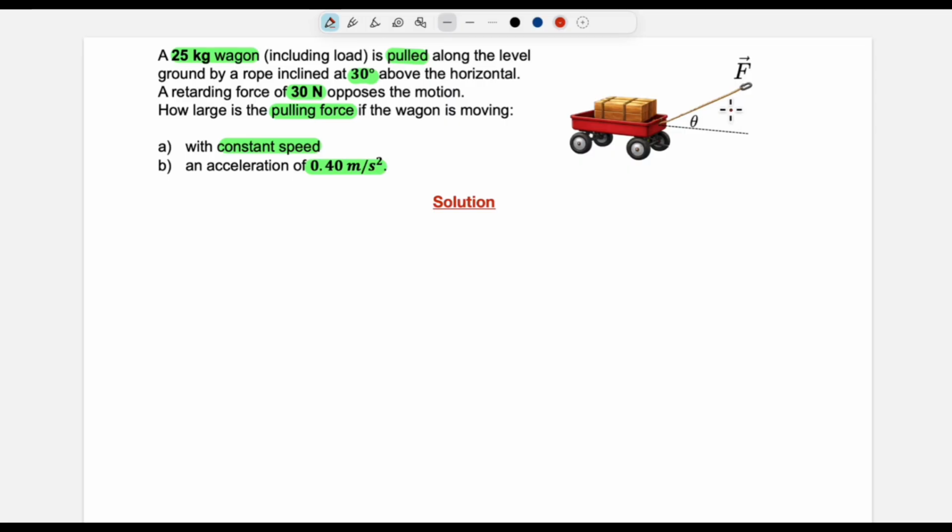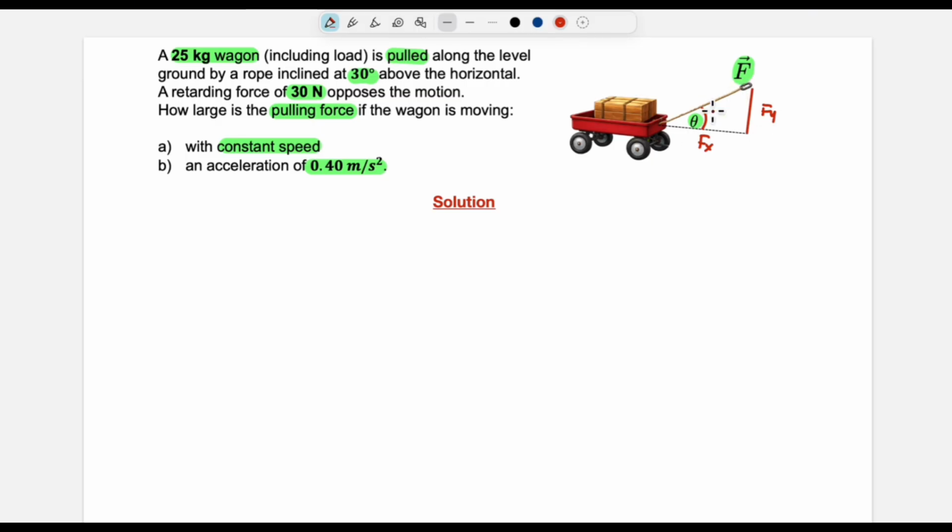To solve this problem, let's first look at this diagram here on the top right. We can see a wagon that is being pulled by a force F that makes an angle theta with the horizontal. The horizontal, or the level ground, is our dashed line. So that pulling force makes an angle of theta with that horizontal. So there are going to be components of this force: the horizontal component, which we can call Fx, and then a vertical component, which we can call Fy.